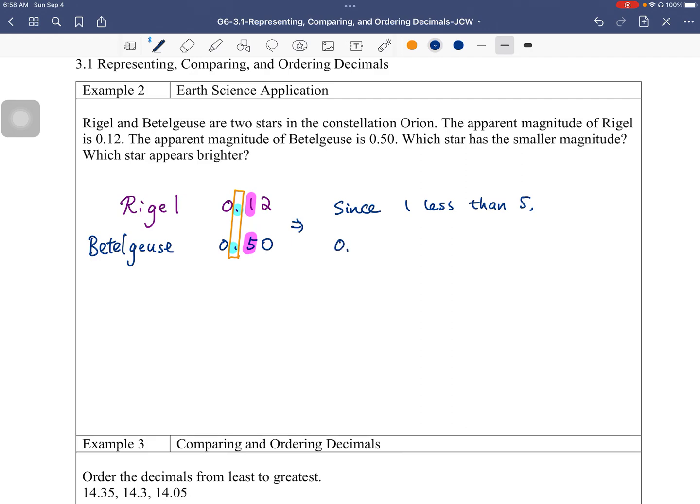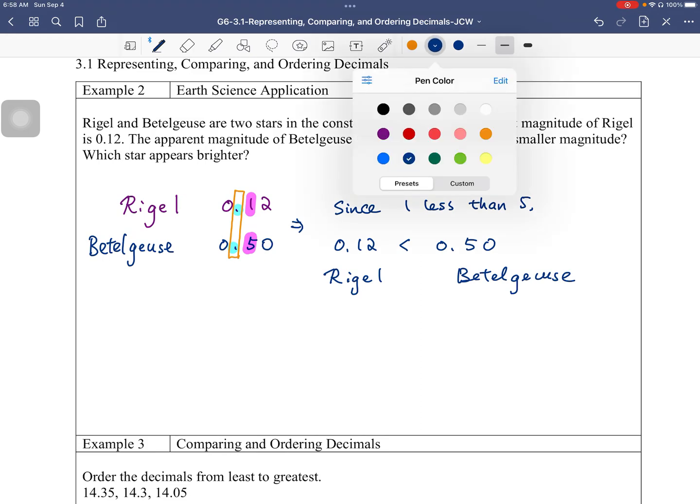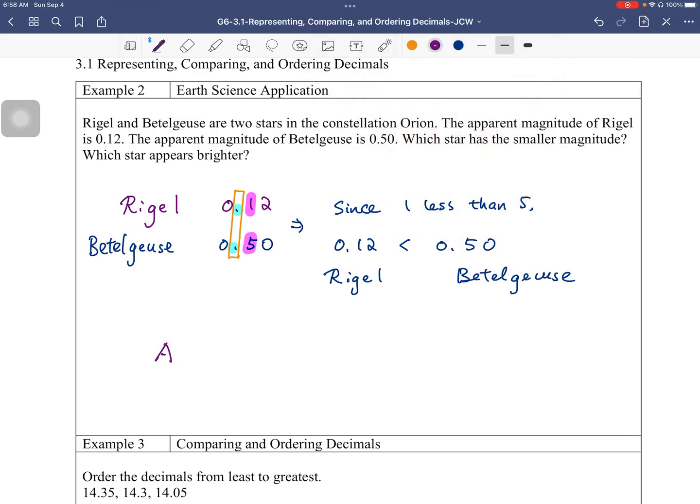Then 0.12 is smaller than 0.5. So this is Rigel, and this is Betelgeuse. So I know which star is brighter. So then therefore, Betelgeuse is brighter.